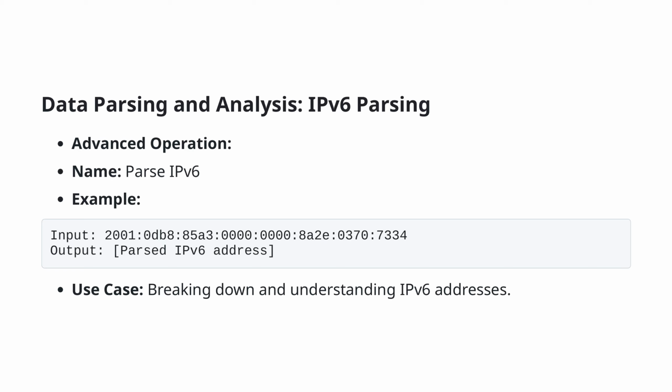Now moving on to advanced cryptographic operations. First, we have AES encryption. In an AES encryption operation, you provide input data, in this case hello world, along with a password, such as my password. The output is encrypted binary data, which can only be decrypted using the same password.